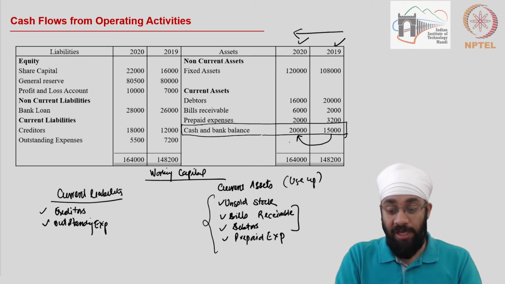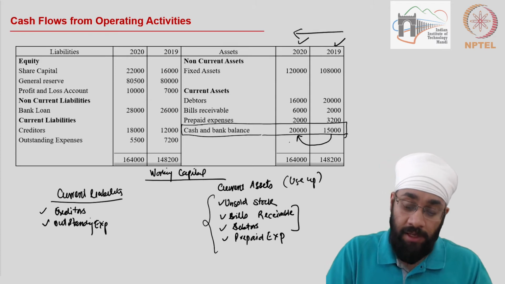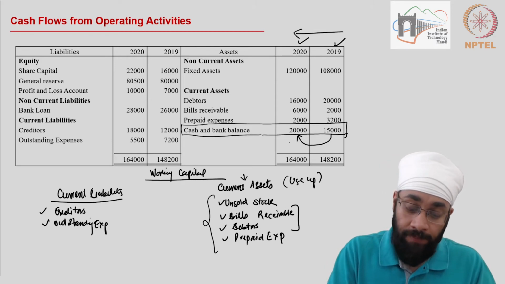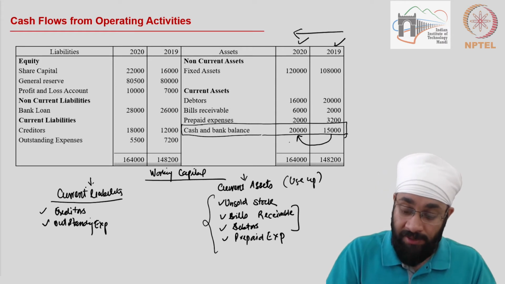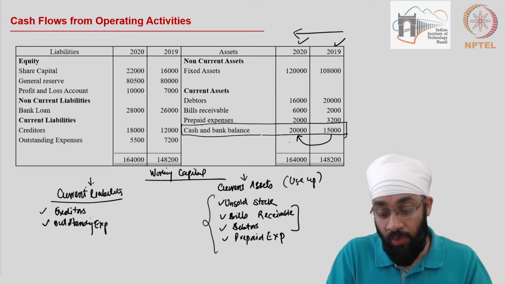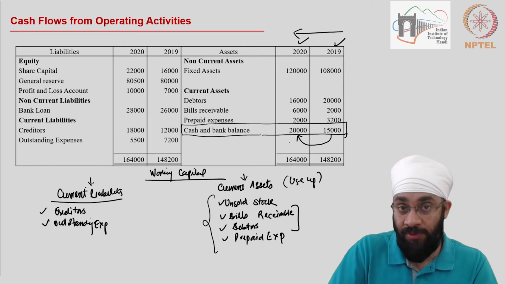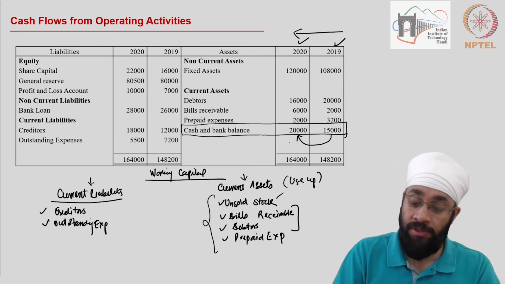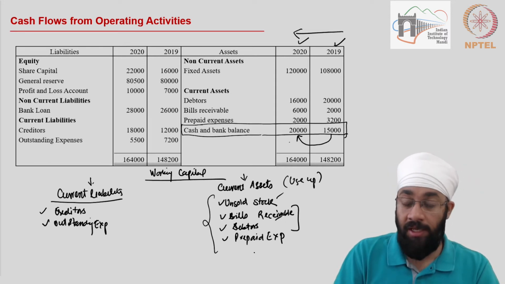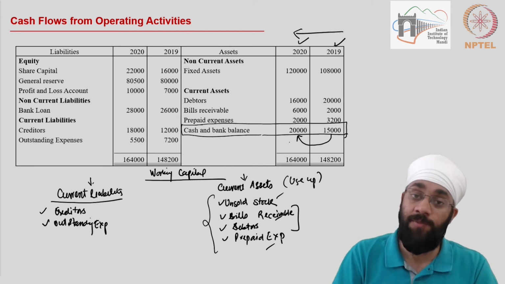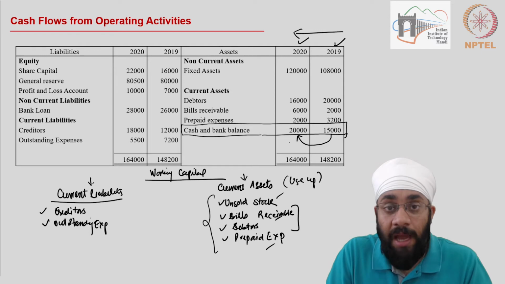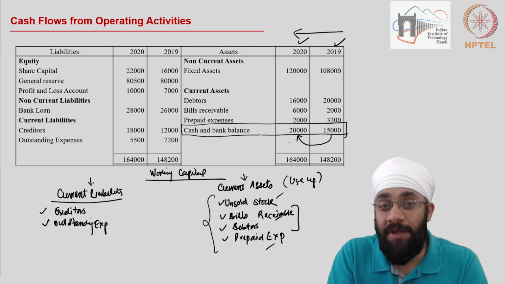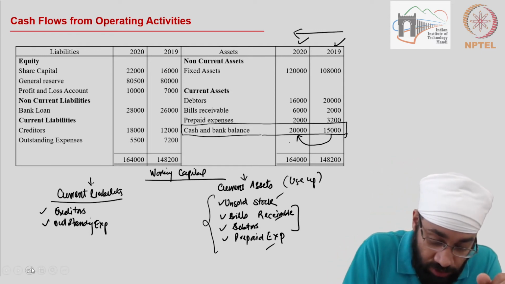So this is how we think about current assets and current liabilities. Current assets block your money, and current liabilities provide you some money. So the idea is to convert current assets into cash as soon as possible. You want to sell the stock, you want to recover the money, you want to get the services for prepaid expenses. This is what is referred to as working capital. Now, what are working capital changes? That is the next question.